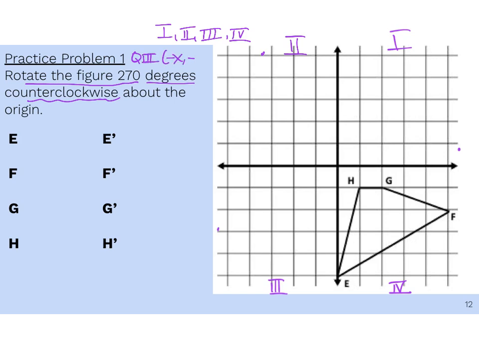Negative x and a negative y. I want to see this for every problem. Which quadrant is it ending up in, and what are the signs? You've got to do your ordered pairs. There's no other way around it.